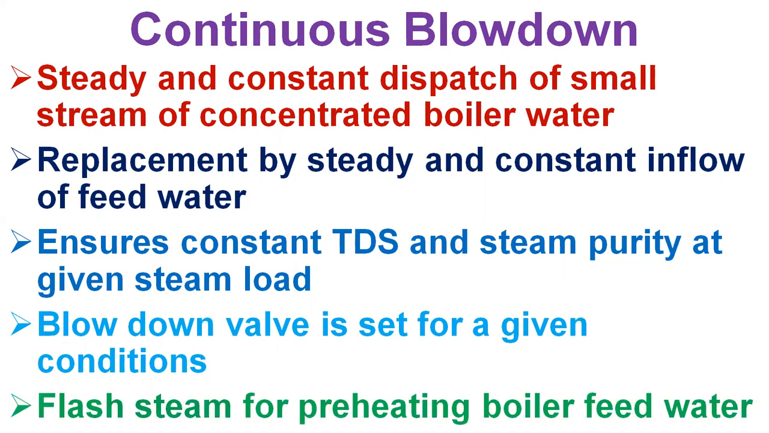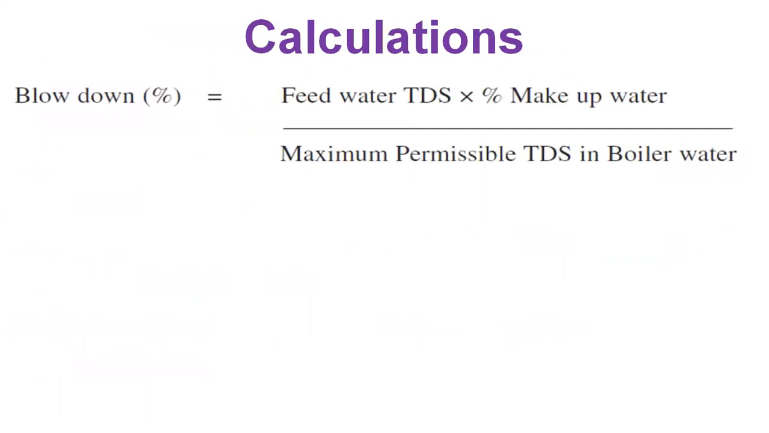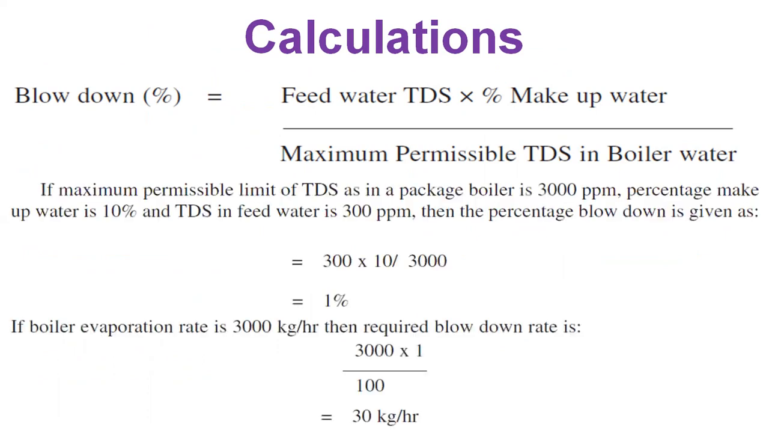And if you see the boiler calculations, the quantity of blowdown required to control boiler feed water solids concentration is calculated by using the formula: percentage of blowdown is equal to feed water TDS multiplied by percentage of makeup water divided by maximum permissible TDS in boiler water. If the maximum permissible limit of TDS, as in a package boiler, is 3000 ppm, as we have just seen in the table, percentage makeup water is 10% and TDS in feed water is 300 ppm.